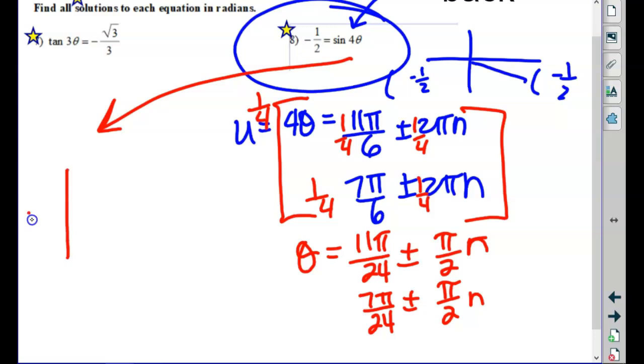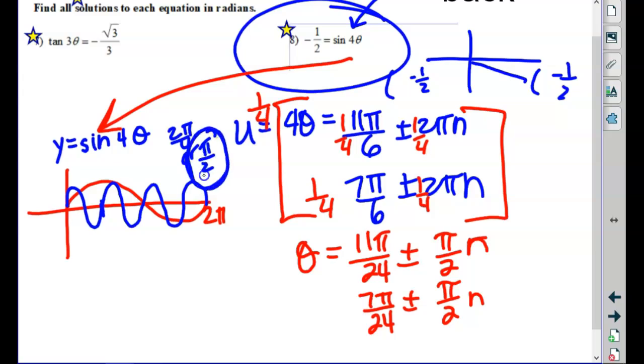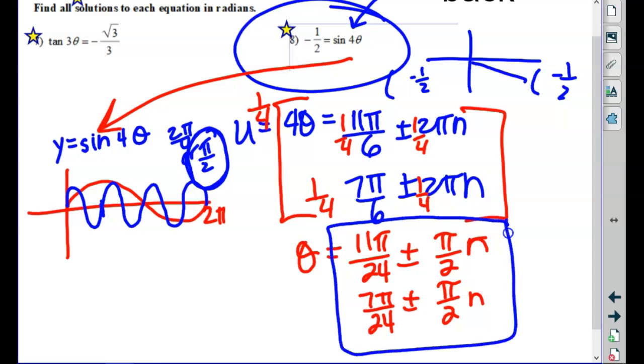Now, I want you to think for a minute. What did that sine of 4 theta look like? Here's a regular sine that finished by 2 pi. When you graphed the sine of 4 theta, the period was 2 pi divided by 4 or pi over 2. It finished a whole cycle by pi over 2. That's what it looked like. I don't really care what it looked like. What I care is that it was repeating every pi over 2. Does that make sense with our answer here? That we're saying it's repeating every pi over 2.